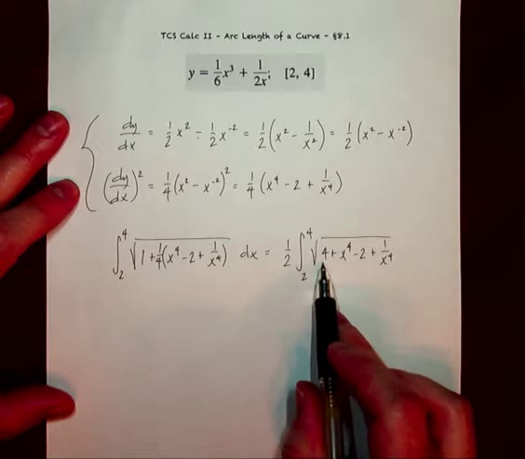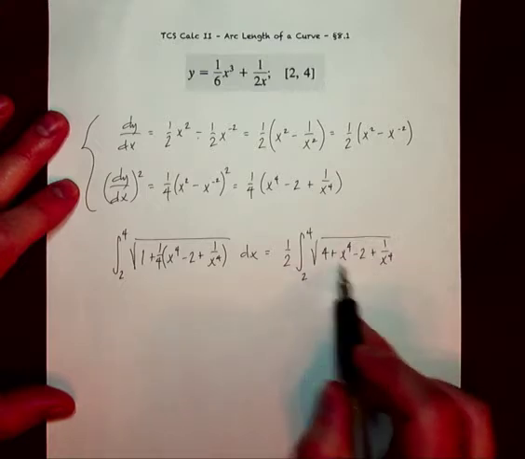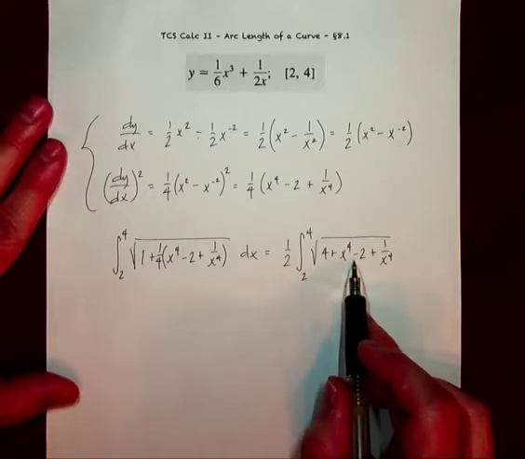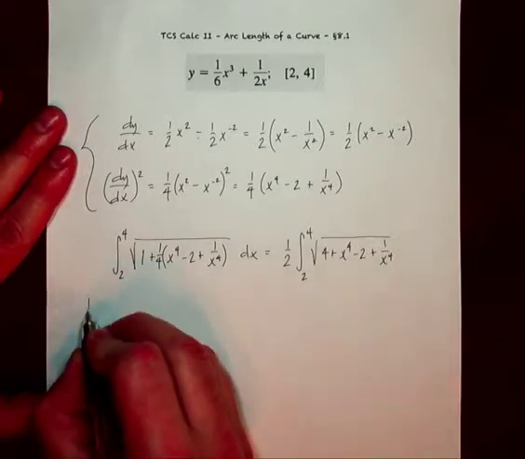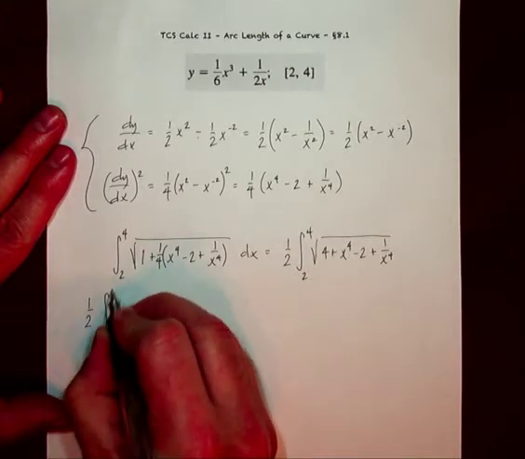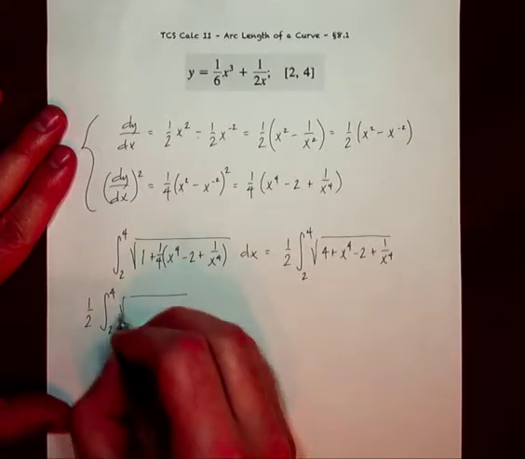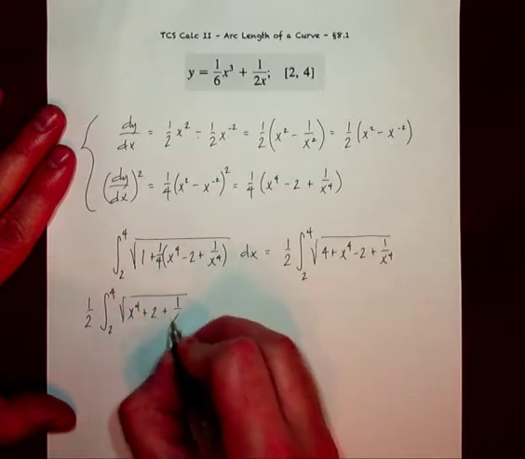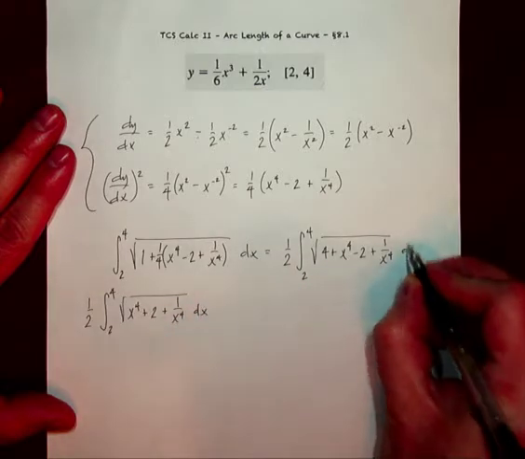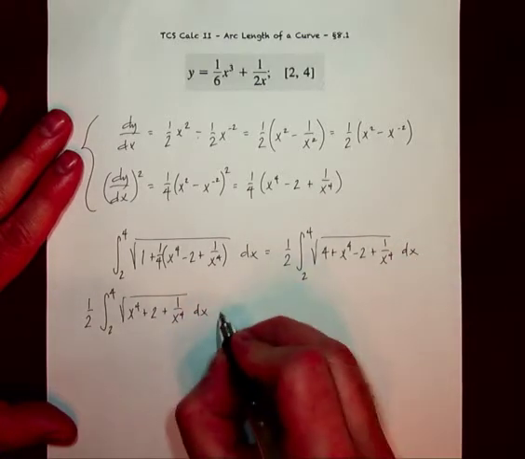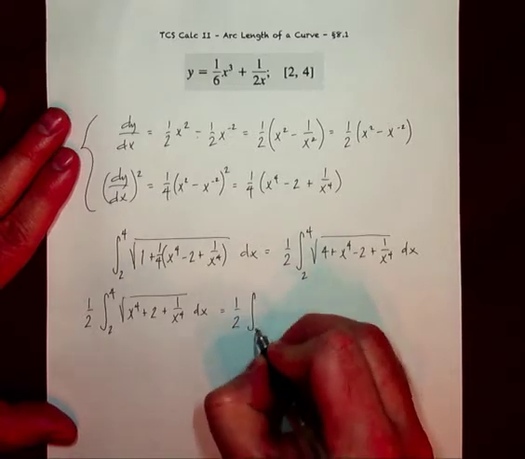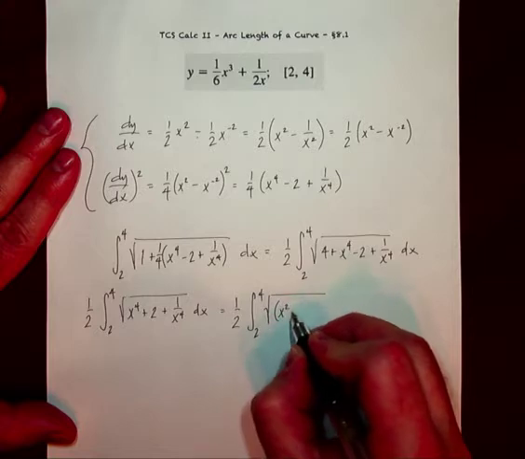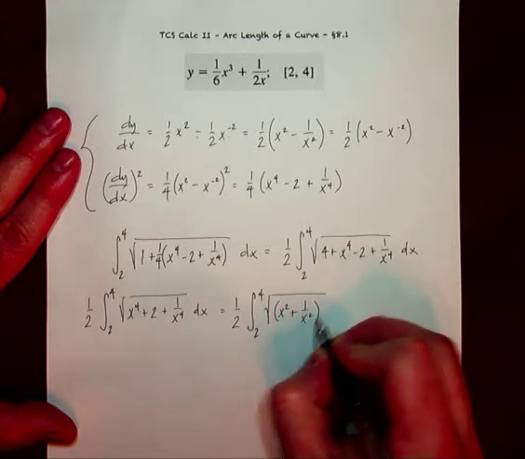Now, all this 4 is going to do is change this, and it's not going to change the fact that it's a perfect square trinomial, but it's going to change it from a minus to a plus. So what we get is x to the 4th, when I combine like terms, plus 2 plus 1 over x to the 4th, which is still, sorry, I forgot my differential out here, which is still a perfect square trinomial. And I get the square root of x squared plus 1 over x squared, right?